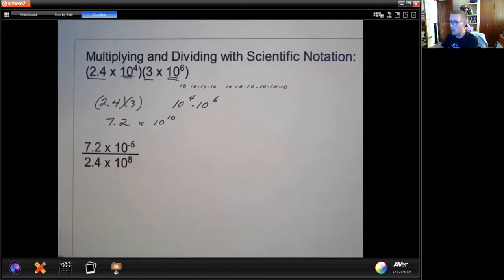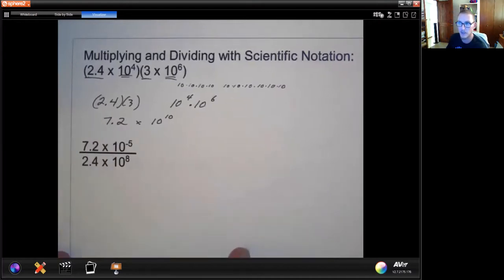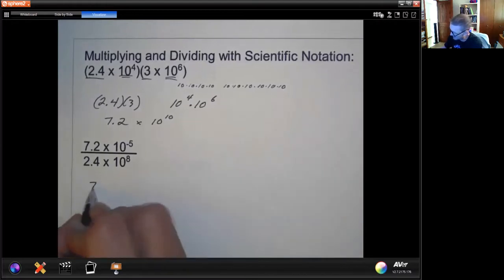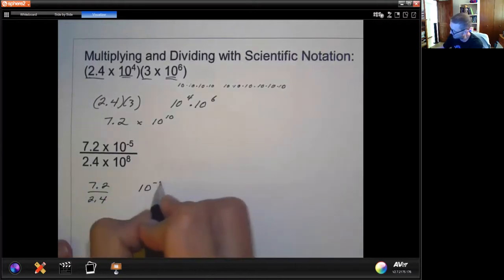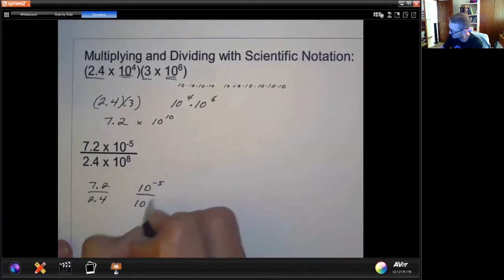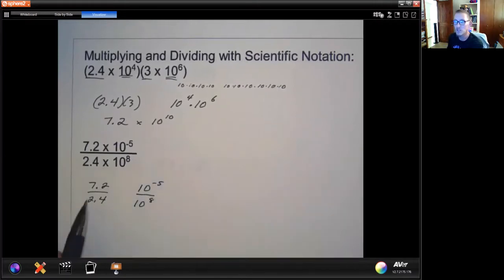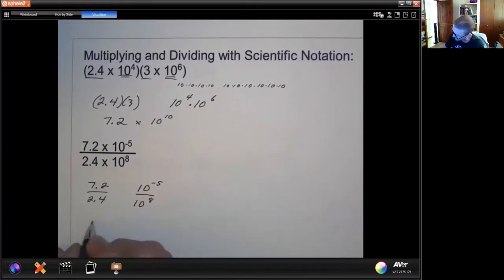So let's take a look at how we would divide with scientific notation. We're going to use the same basic idea as we do with multiplication, except it's division. So I'm going to take 7.2 and 2.4 and separate that from the powers of 10. Well, 7.2 divided by 2.4, we can work that out, or you can put that in your calculator. That's going to be 3.